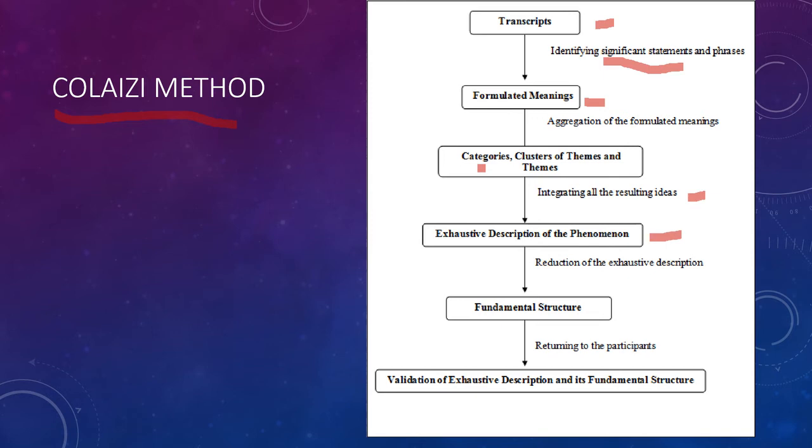And then after you have clustered all the themes, you have to have an exhaustive description of the phenomenon. So this is the reduction of the exhaustive description. And then you will come up with the fundamental structure of the phenomenon. And then you need to have a member check. You return to the participants to validate the description of the fundamental structure of the phenomenon that you are studying. So essentially, this is the qualitative method.